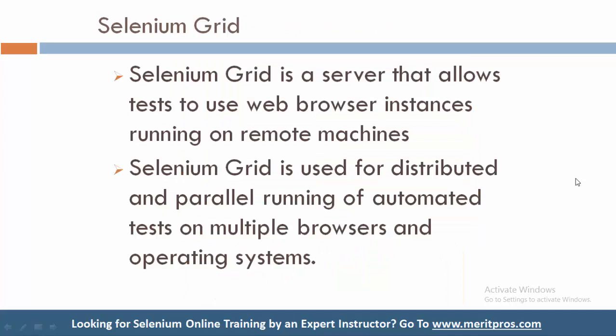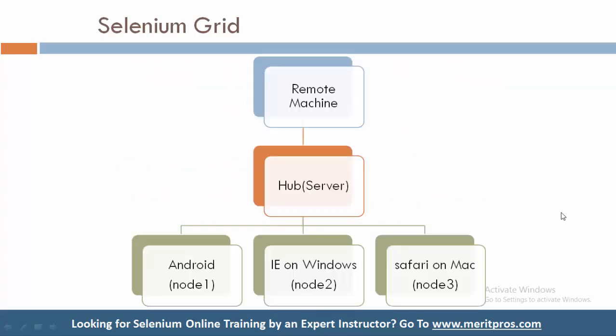Let's move on to our last component, Selenium Grid. Selenium Grid is a server that allows our automated tests to use web browser instances running on remote machines. Selenium Grid is used for distributed and parallel running of automated tests on multiple browsers and operating systems. What exactly this statement means is that by using Selenium Grid, we can run our tests in parallel on different browsers as well as on different operating systems. Let's see the internal operation.